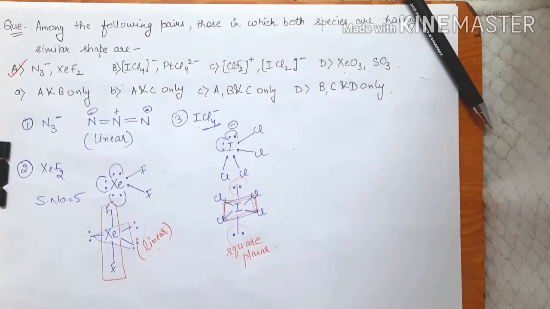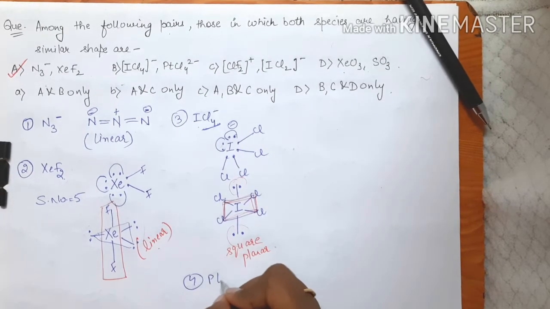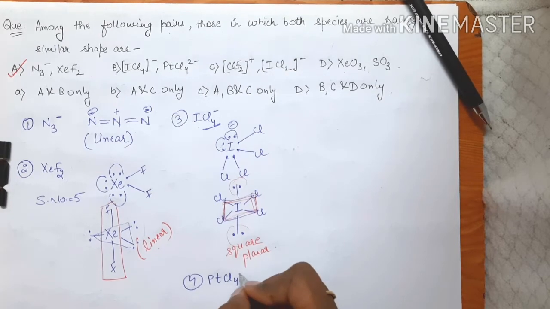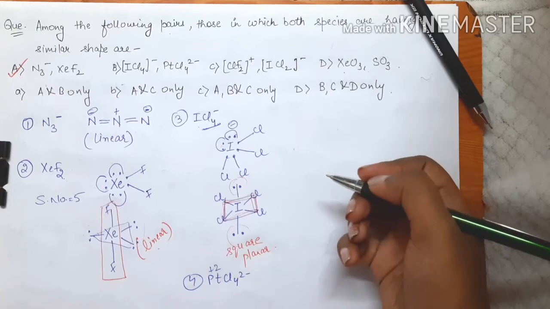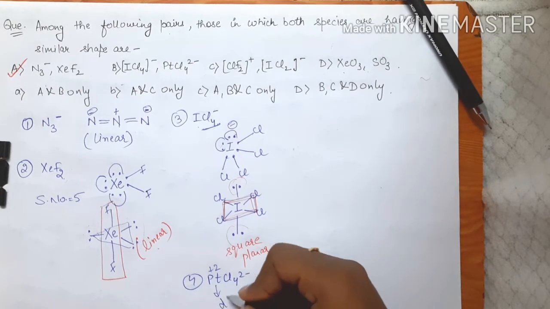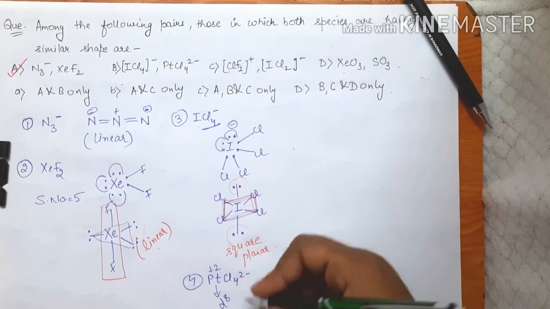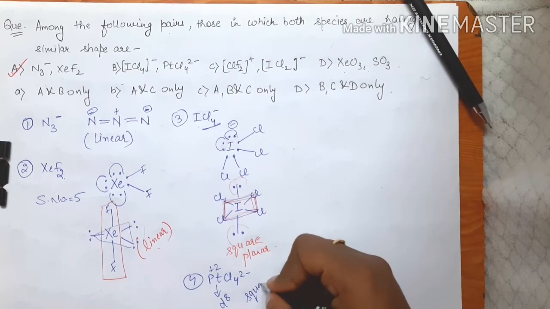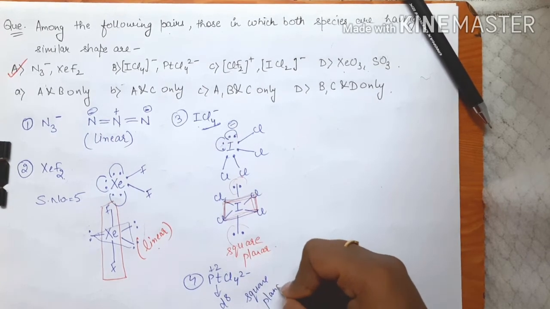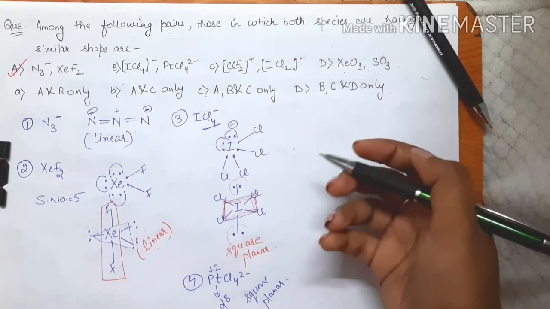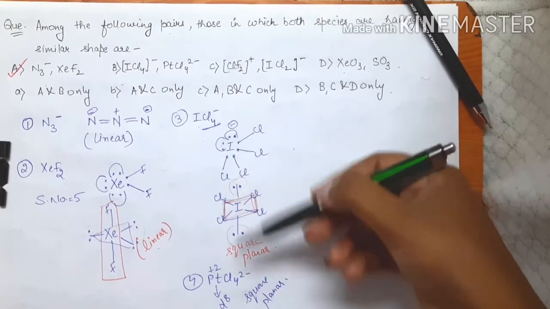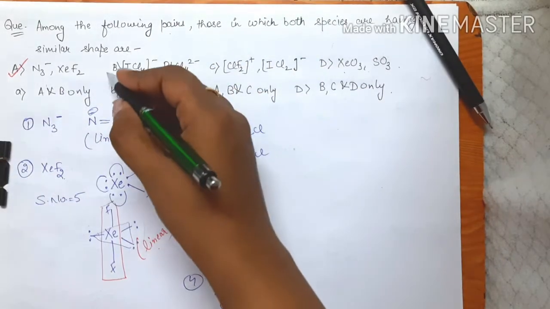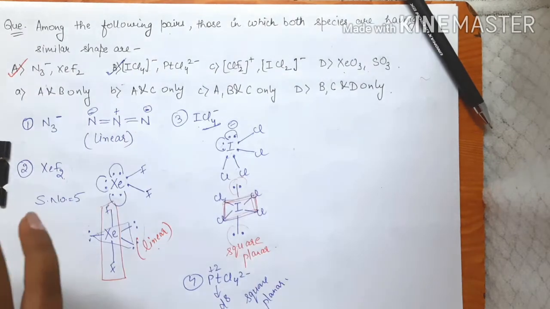Now moving on to the fourth molecule, PtCl4 2 negative. Here platinum will be in +2 oxidation state, right? And it will be having d8 configuration, so it will be square planar in shape. We don't have to go into detail, it is going to be square planar. So third and fourth both are square planar, so definitely B is also going to be in the answer.